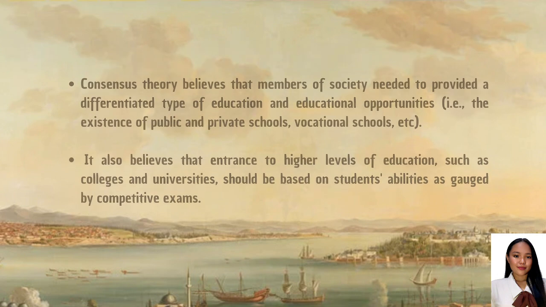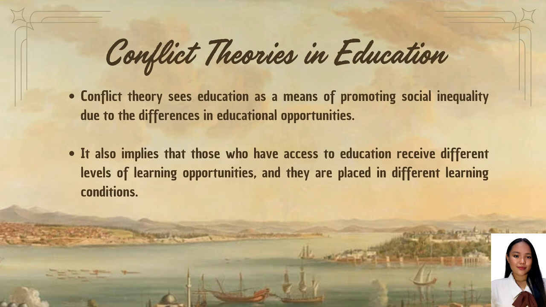In contrast, conflict theories and education see education as a means of promoting social inequalities due to the differences in educational opportunities. For instance, the difference between public and private schools. They also believe that not all can have access to education because of economic disparity and differences in students' abilities based on test results. As a result, those who receive a good education can have better access to higher positions and greater power in our society, which, in turn, reinforces inequality.